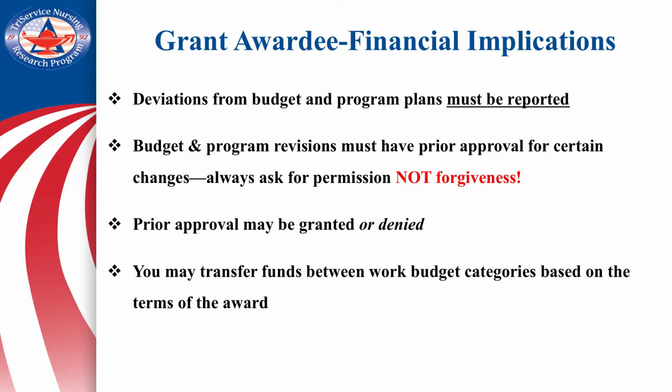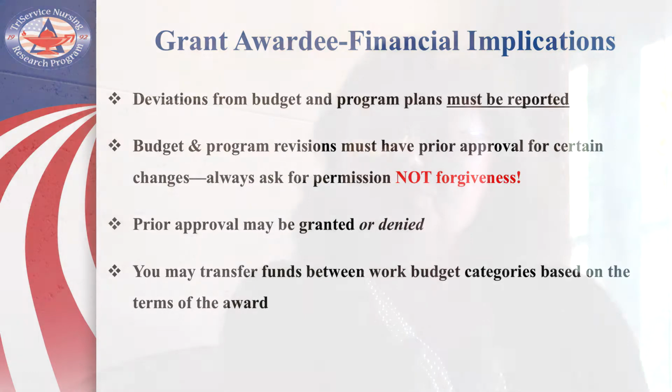Deviations from the budget and the program plan must be reported to Tri-Service. Again, you don't call them directly, you work through your grantee organization. Now, sometimes you may have spent less money than you expected, and you want to move money from one area to another area because you need more money in another area.